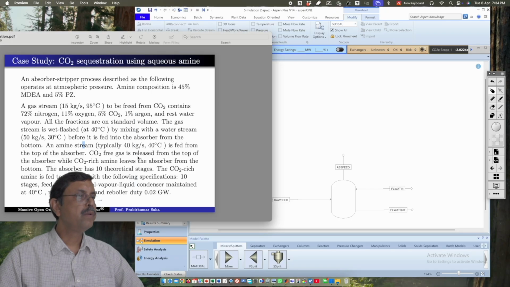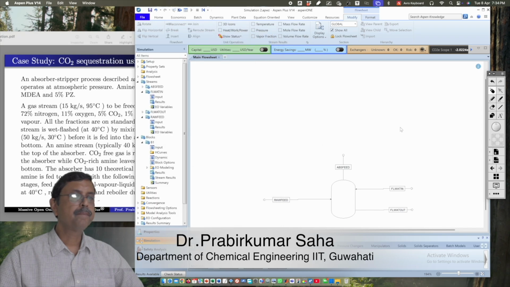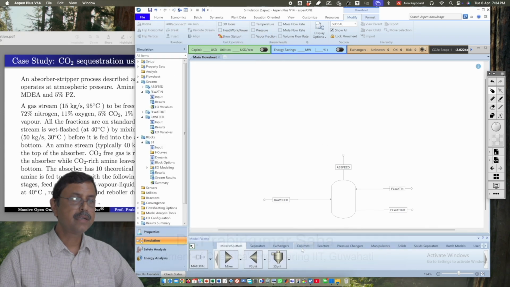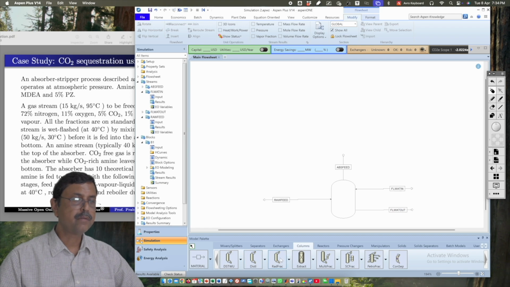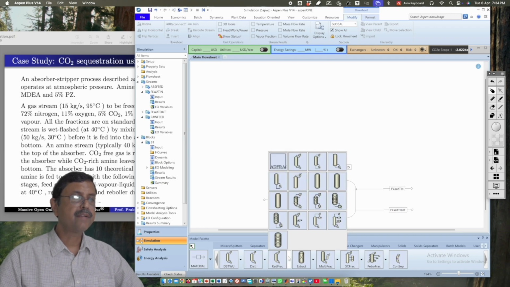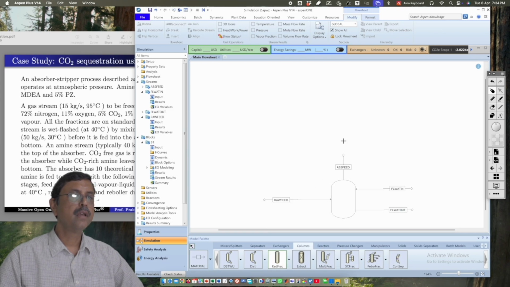Now we have to add an absorber. For that matter, we have to bring in an absorber, which is a RadFrac column. So we will choose this icon. Okay, so this icon, we can increase it a bit.